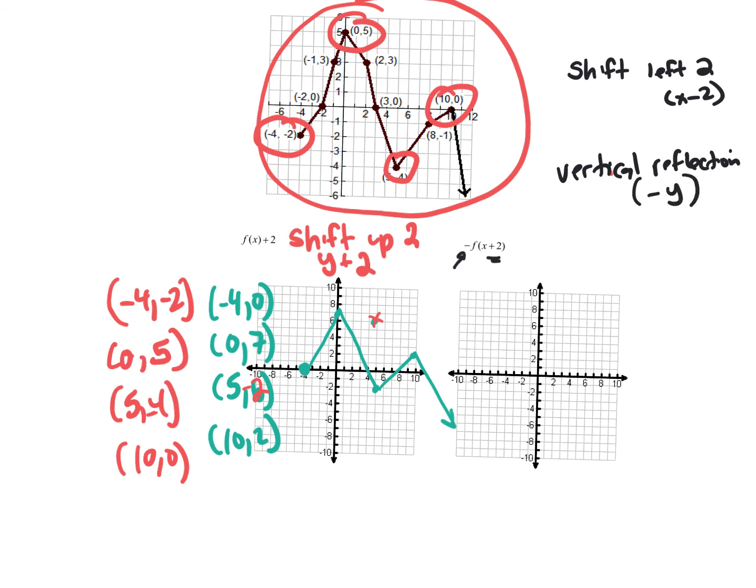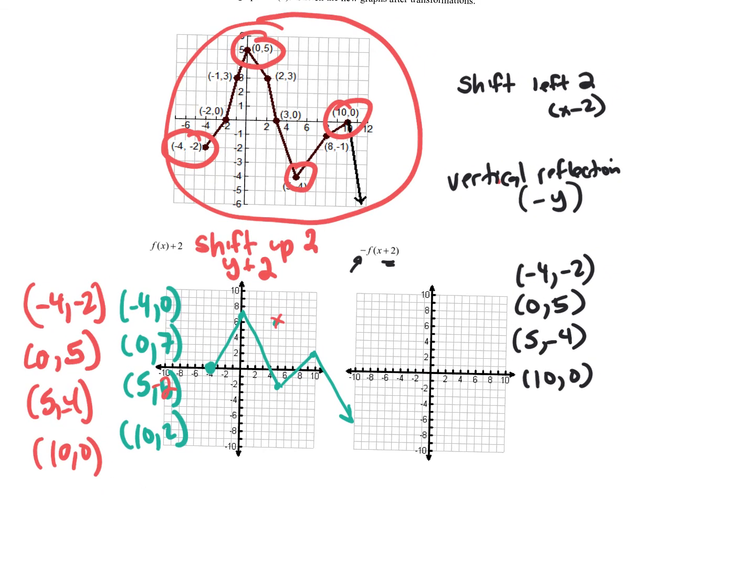So if I think of those same points I had before, I had (-4, -2), (0, 5), (5, -4), and (10, 0). If I apply these transformations, I should see a graph that is shifted left 2 and flipped over the x-axis. So I'll subtract 2 from all the x's: -6, -2, 3, 8. And then I'll turn all the y's negative: 2, -5, 4, 0.